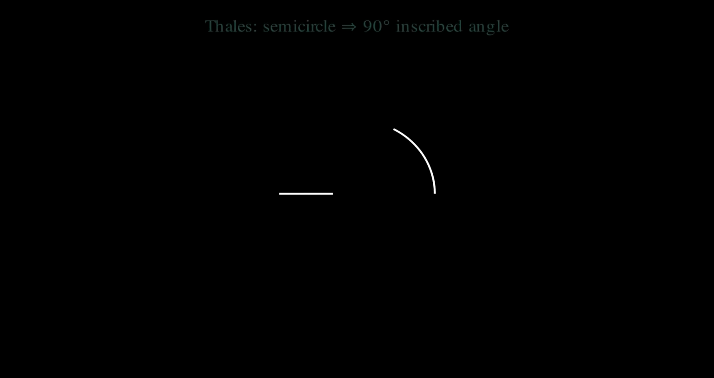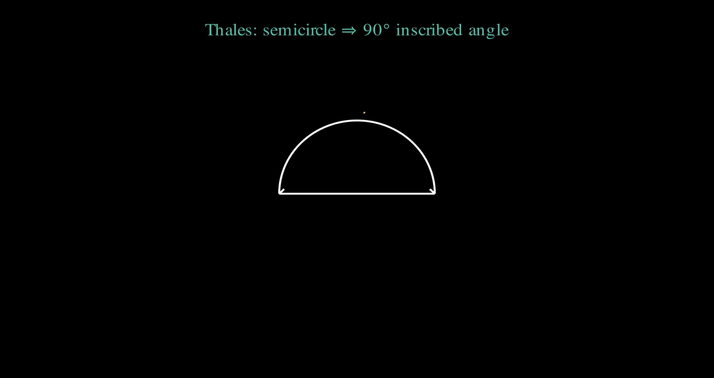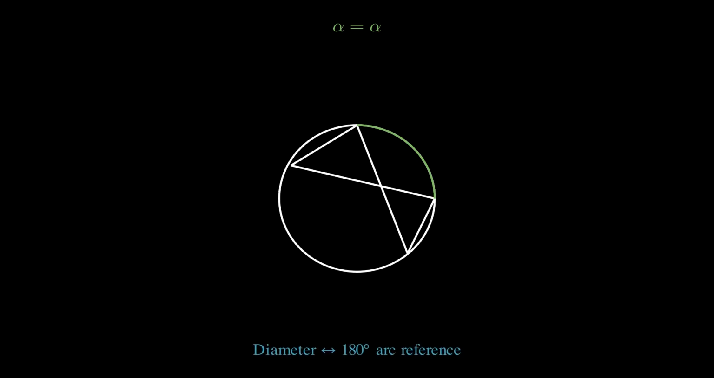2 quick bonuses. An angle inscribed in a semicircle is 90 degrees, that is Thales. Also, 2 inscribed angles that intercept the same arc are equal because each one is half that same arc. A diameter always cuts 180 degrees of arc. So it is a useful reference when you chase angle measures.